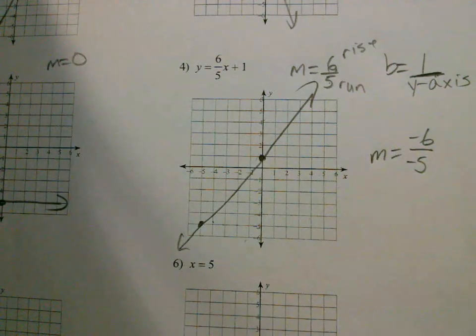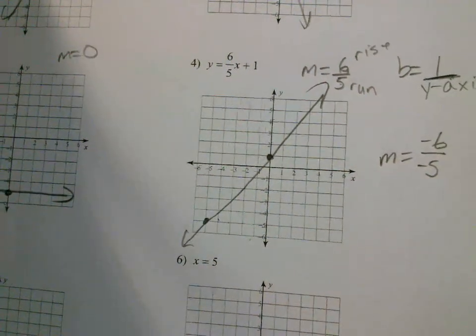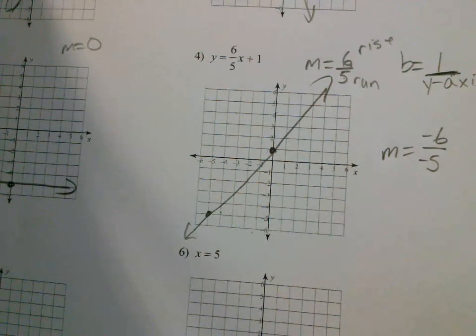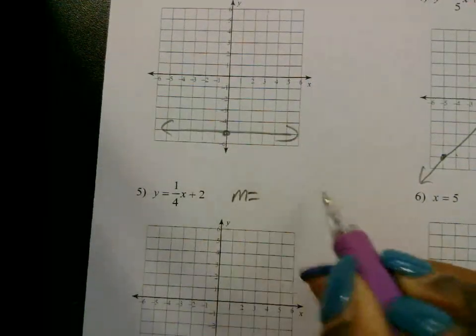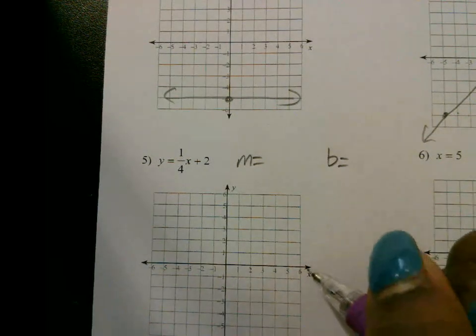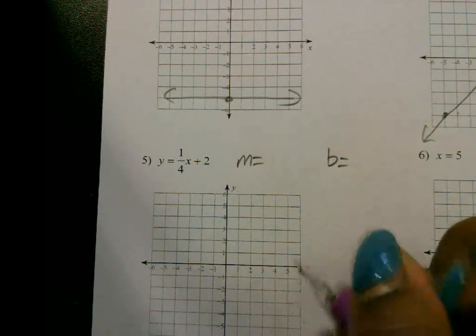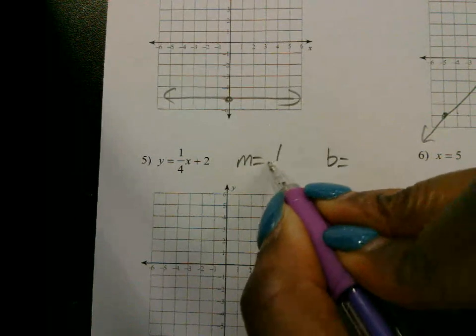All right, let's do 2 more. We're going to paste this down in our notebook, and you're going to do the other page by yourself. Those of you that are finished, I need you to do the activity, okay? All right. For number 5, which one's my M and which one is my B? Which one's my M? Leanna? Very good, baby.